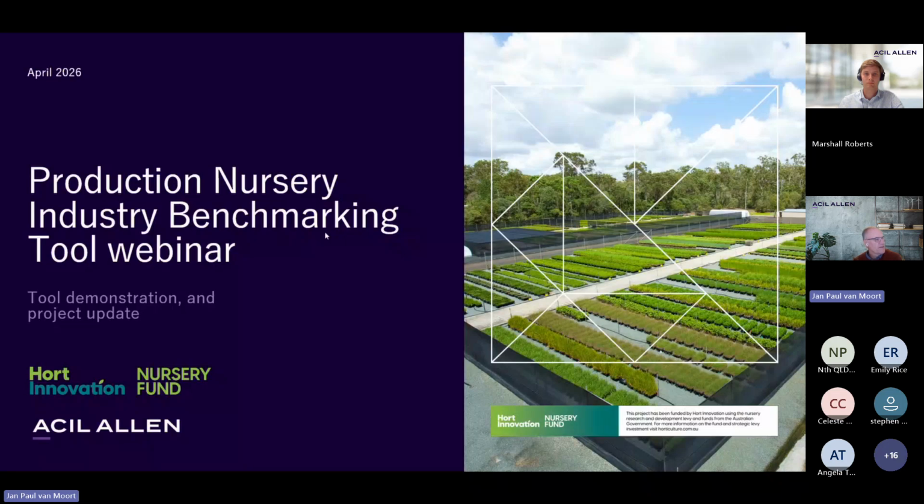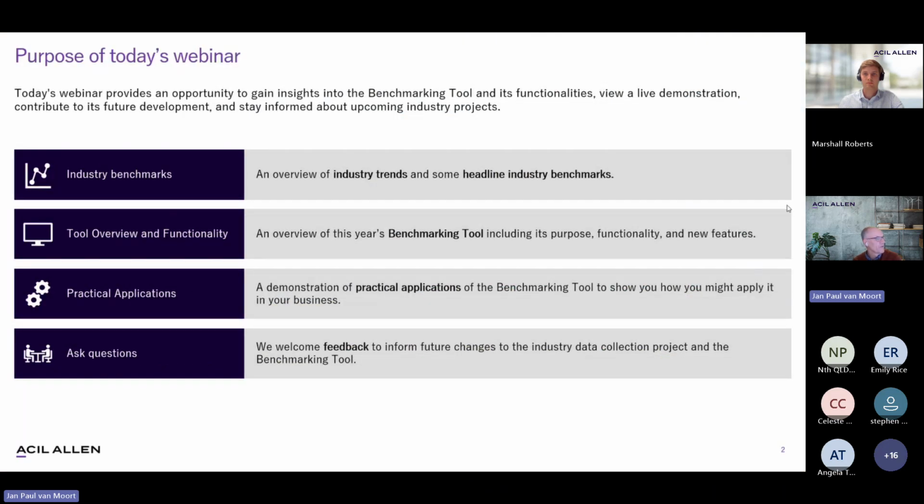So for today's agenda, what we've decided to do is work through a process of just sharing with you what the latest results were from last year, where the trends are and what some of the headline benchmarks are telling us about where the industry is going. Then Marshall's going to lead you into an overview of the tool, the latest improvements that have been made to it, and just work through to remind us all how to use it, or for those of you joining us for the first time, how to get started with the tool.